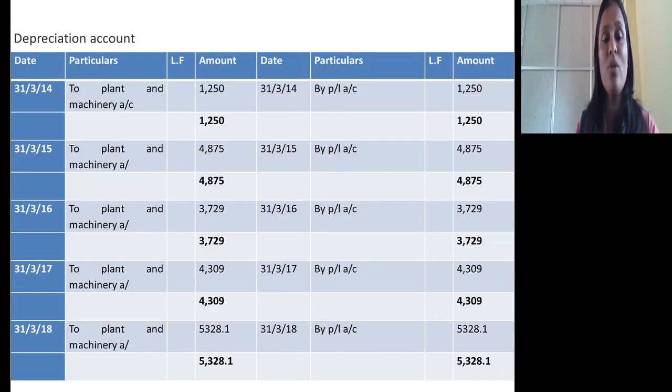At the same time we have to prepare the depreciation account. We know that as and when we charge depreciation at the end of the year, the journal entry is depreciation account debtor to the concerned asset account. It should be closed by transferring it to profit and loss account. Every year on the debit side you can see depreciation account debtor to plant account, and on the credit side we are transferring every year's depreciation to profit and loss account. This is all about the written down value method of charging depreciation.